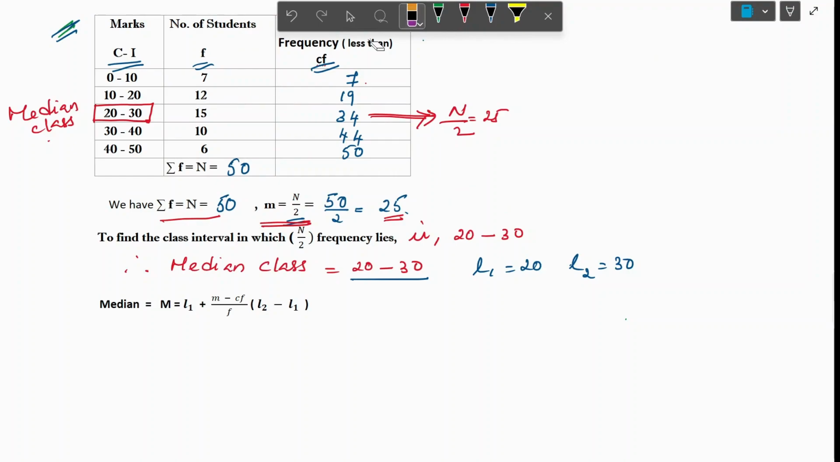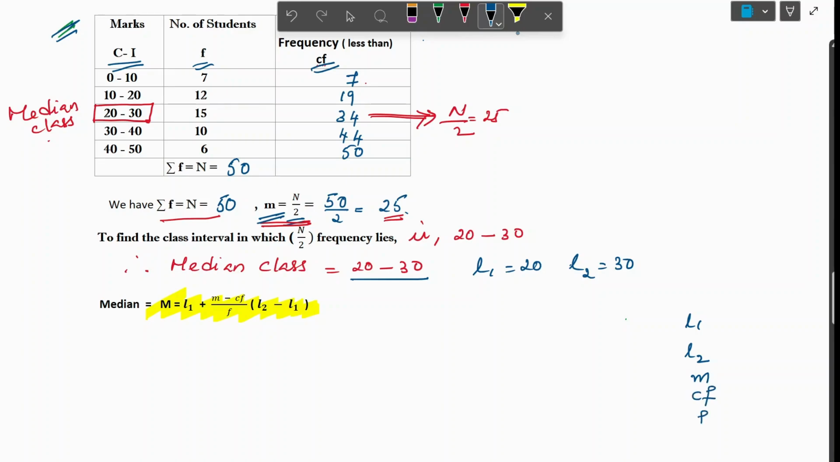Therefore, I'm just rubbing these lines. Okay. Now, see here the formula. What is the formula? The median, represented by M, equal to L1 plus m minus CF divided by F into L2 minus L1. Now see here L1, L2 we already wrote. Now small m is your n by 2, it is there already. Two more values, that is CF and F. These are the two values you want to know, what is CF, what is F.